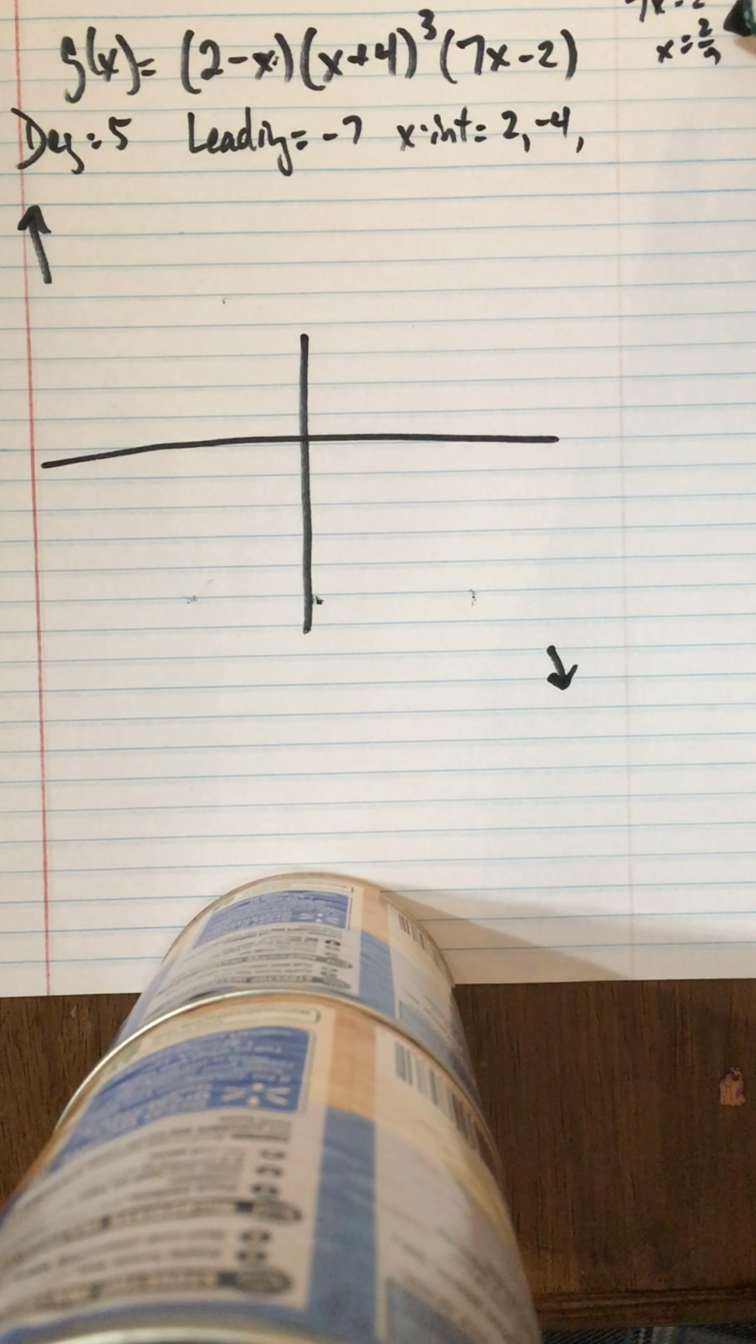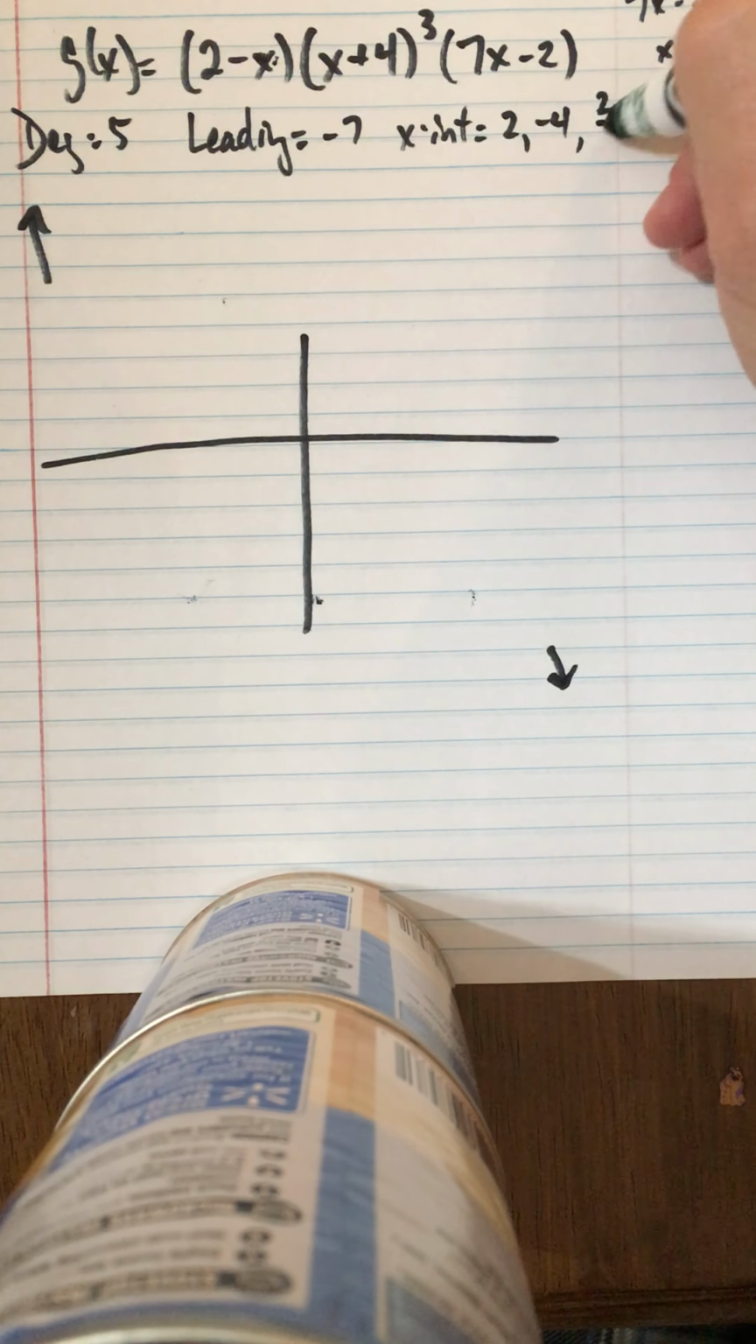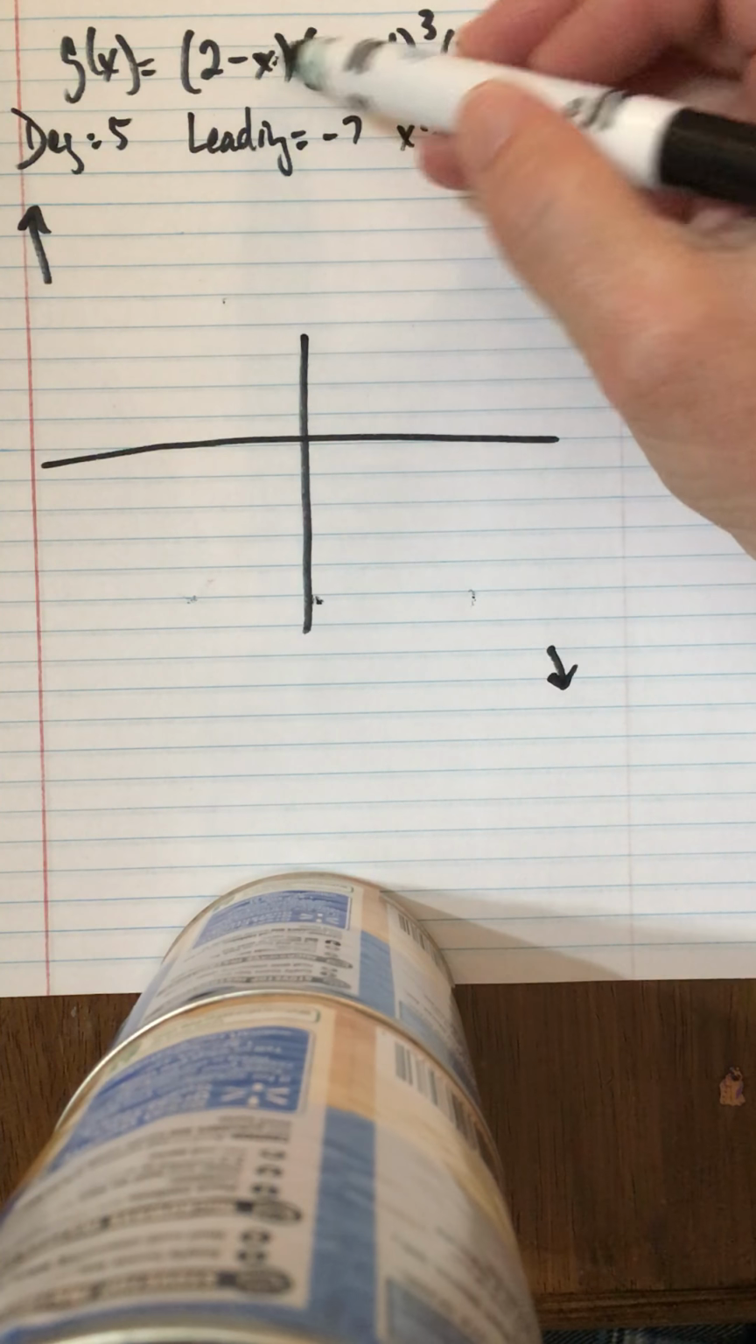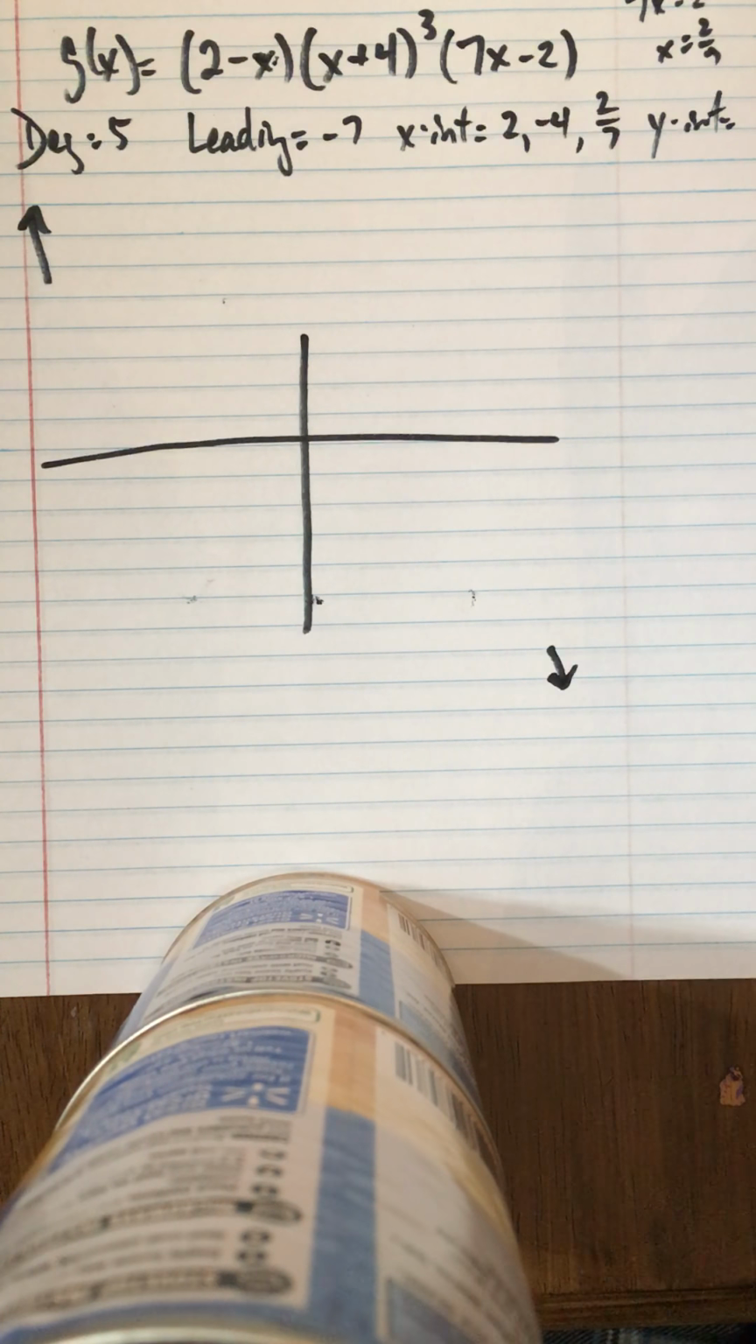Now 2/7 is between 0 and 1. So you don't have to be exact about it, but when you list your x-intercepts, you need to tell me it's 2/7, 0. And then for your y-intercept, to find that, we put a 0 in place of all the x's. So we can do that right over here.